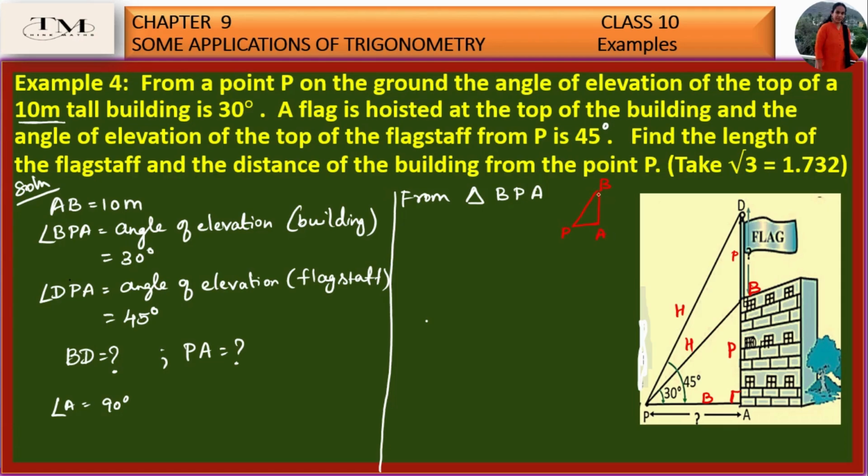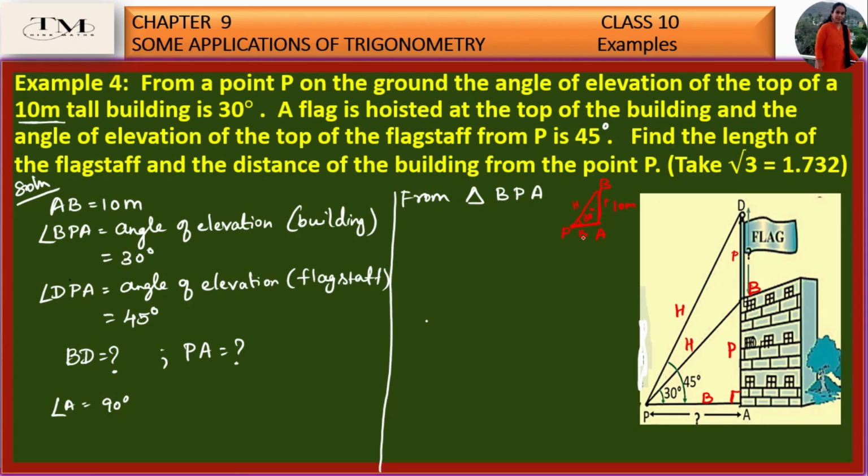BPA. So, this is the perpendicular and this is the base and this is hypotenuse. This makes 30 degree. Now, we know the height of the building is 10 meter. We have to find out PA, that is distance of the building from the point P.